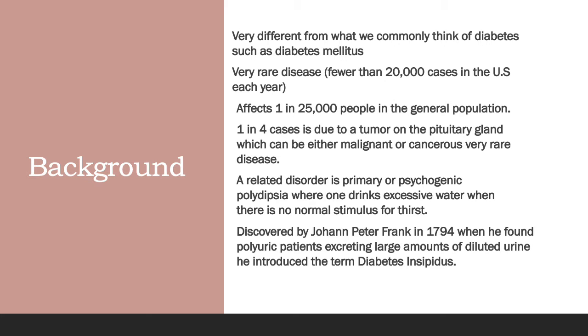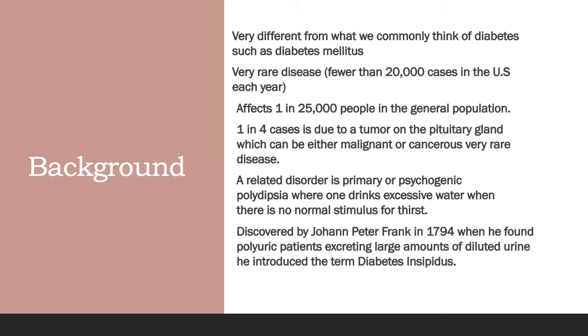The disease is very rare, fewer than 20,000 cases in the U.S. every year. It affects one person in every 25,000 people in the general population, and 1 in 4 cases is due to a tumor on the pituitary gland, which can be either benign or malignant, another word for malignant being cancerous. A related disorder to diabetes insipidus is primary or psychogenic polydipsia, where one excessively drinks water when there is no stimulus for thirst.